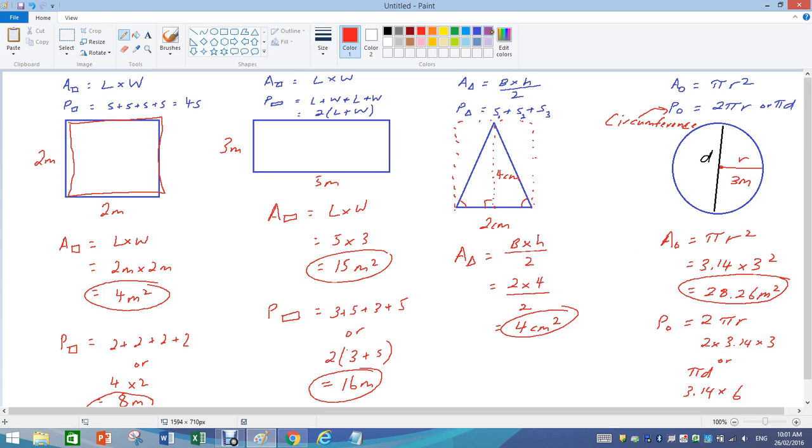Okay, and these are the same, you can see, because we've got 2 times 3 there, 2 times 3, and then times pi. So 2 times 3 is 6, and then just times by pi. Okay, so you can use either formula. Ultimately, the answer is 18.84 metres, because it's measured in metres. Okay, so there's your basic shapes.